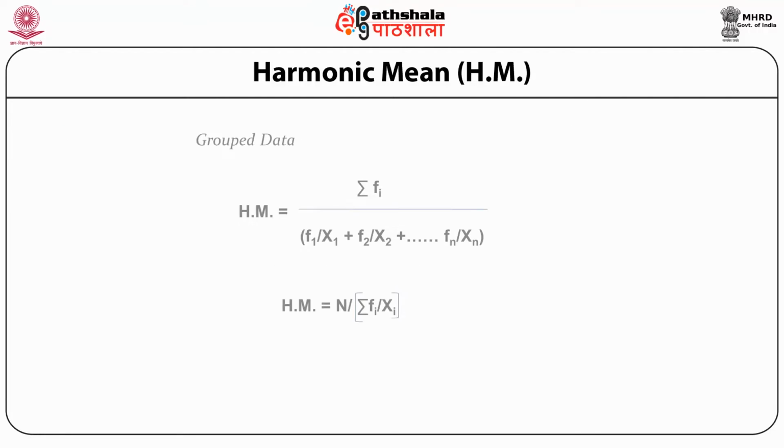Now let's talk about group data. That is, we are having data where there are classes and there are frequencies. So first thing is, we will find out the midpoints of different classes, that is x1, x2, xn, and then we will apply the formula of harmonic mean. In case of group data, harmonic mean is equal to summation fi divided by, in the denominator within brackets, f1 upon x1 plus f2 upon x2 and last is plus fn upon xn. So you can write it as capital N divided by, within bracket in the denominator, summation fi upon xi.